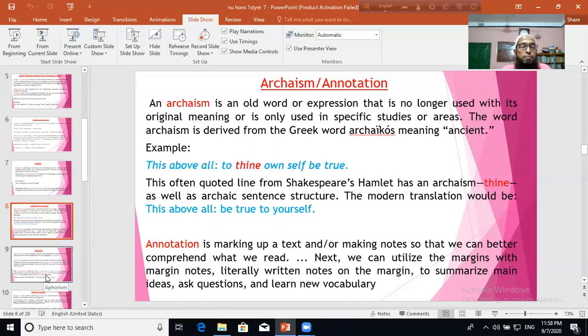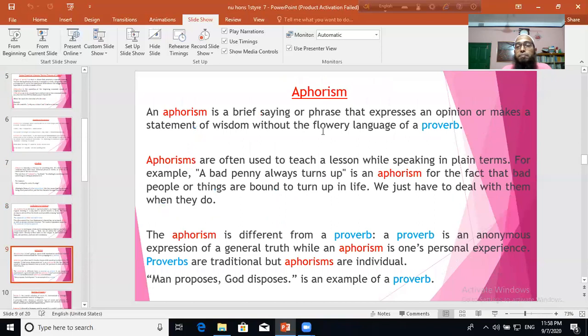That is annotation. And what is aphorism? You are very much familiar with Francis Bacon. You have a text of his, Of Studies, and over there you learned what is aphorism, I think. An aphorism is a brief saying or phrase that expresses an opinion or makes a statement of wisdom without the flowery language of a proverb. So in a proverb, there is flowery language. So there is a difference between aphorism and a proverb. You should not mix up these two things.